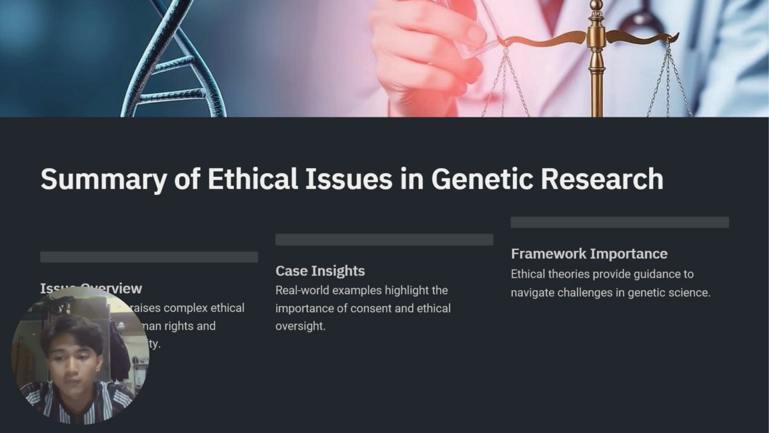Okay, so for summary of ethical issues, in summary, genetic research raises complex ethical questions regarding human rights and scientific responsibility. Real-world case insights highlight the critical importance of obtaining consent and ensuring ethical oversight in research practices. Ethical theories provide a framework to navigate the challenges we face in the field of genetic science, guiding us toward responsible practices.